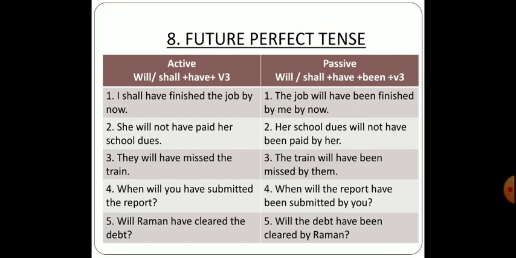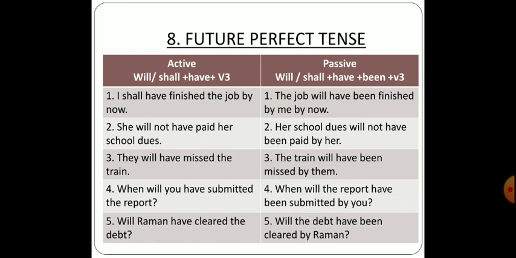The second sentence, she will not have paid her school dues. Her school dues will not have been paid by her. Third one is they will have missed the train. The train will have been missed by them. The fourth one, when will you have submitted the report? When will the report have been submitted by you?